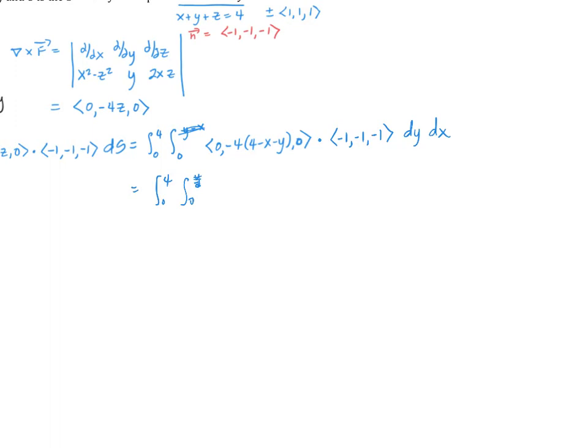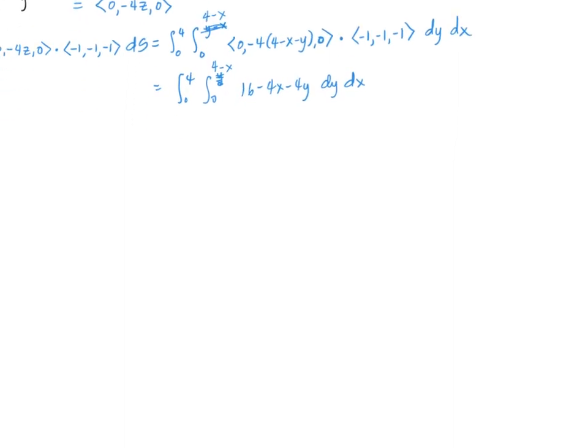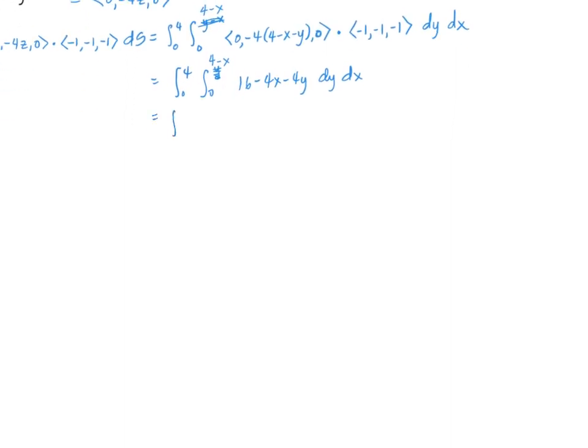I'm writing my limits of integration wrong. 4 minus x, 4 minus x. So 16 minus 4x minus 4y dy dx. And let's see if I have enough space here. We have 16y minus 4xy minus 2y squared.